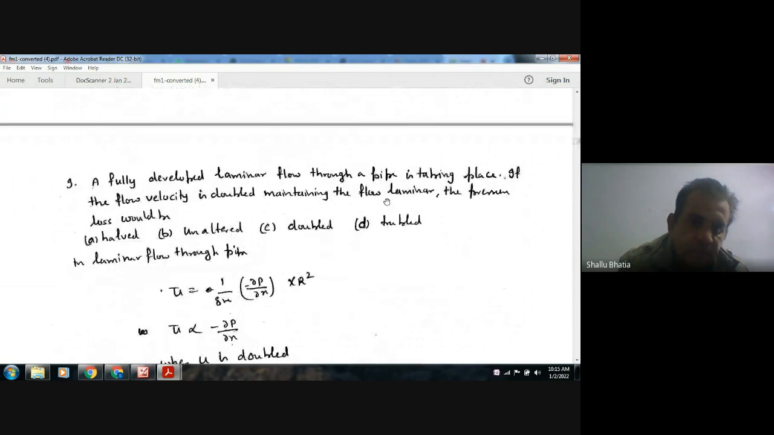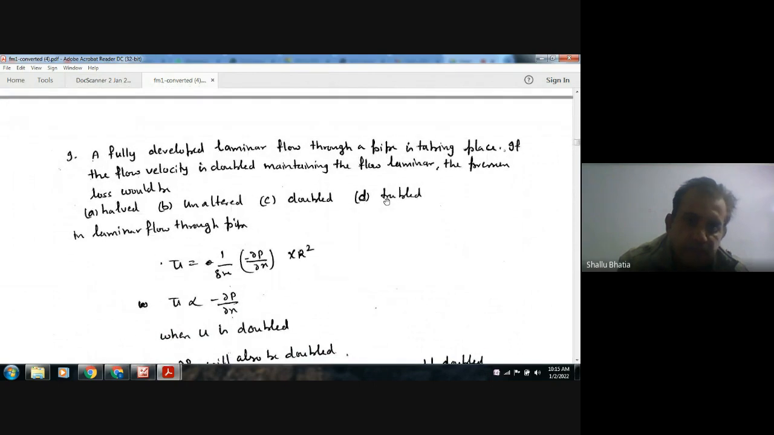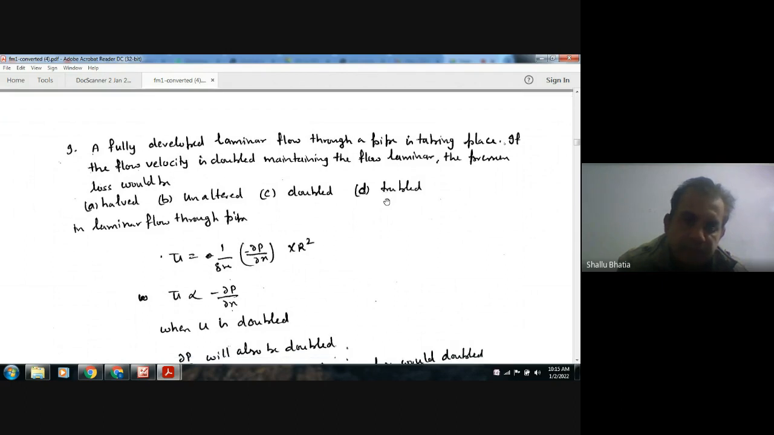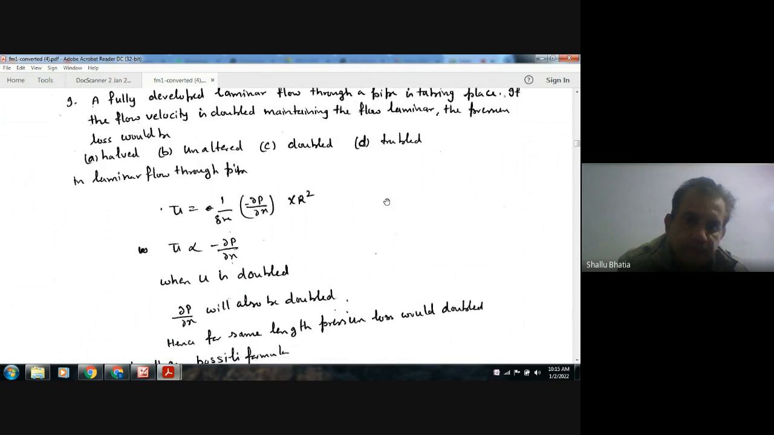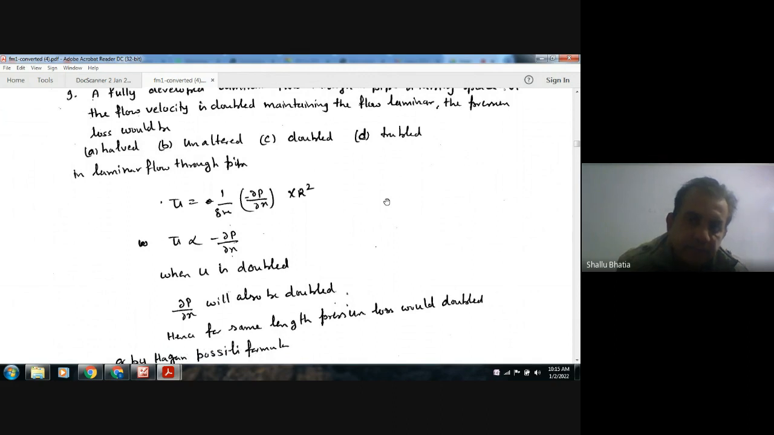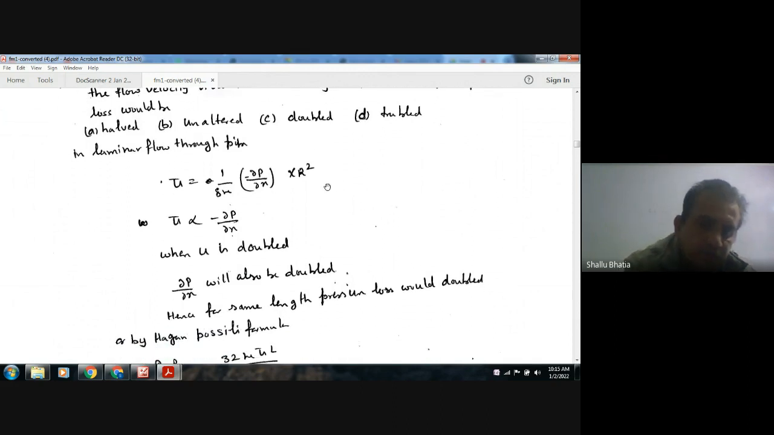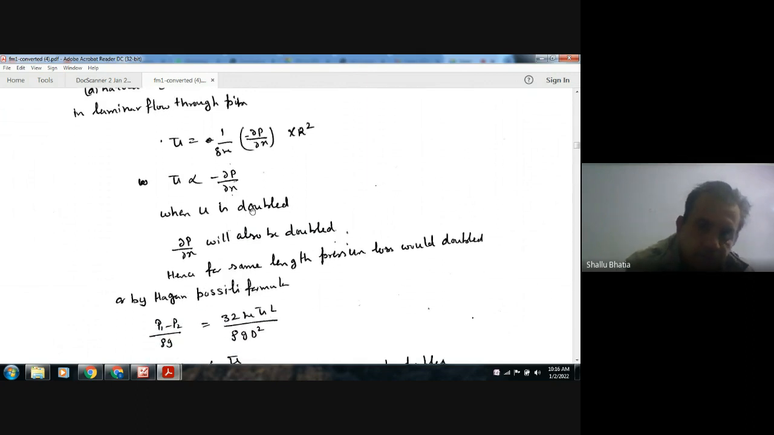Next. A fully developed laminar flow through a pipe is taking place. If the flow velocity is doubled, maintaining the flow laminar, the pressure loss would be: A, a half, B, unaltered, C, doubled, D, tripled. So in a laminar flow through a pipe, the average velocity is given by 1 by 8 mu times minus ∂P/∂x times R square. So it means the average velocity is directly proportional to ∂P/∂x. So when U is doubled, the pressure loss will also be doubled, for the same length.